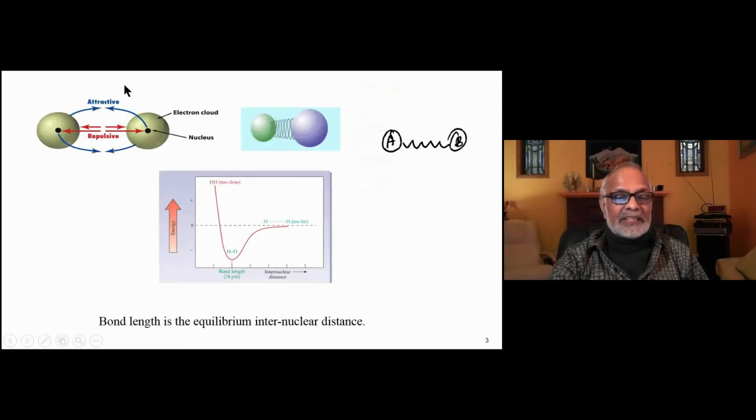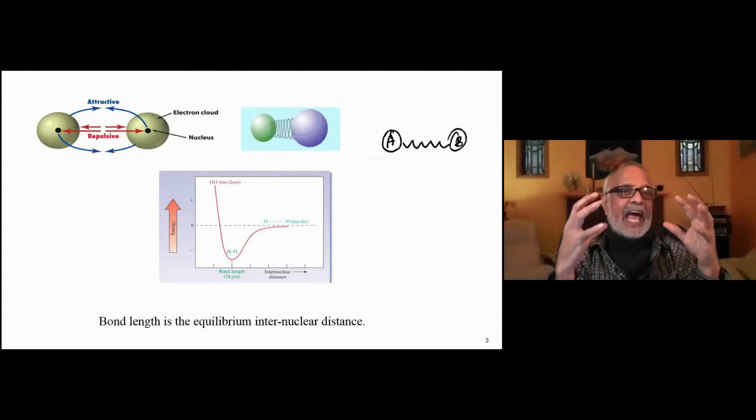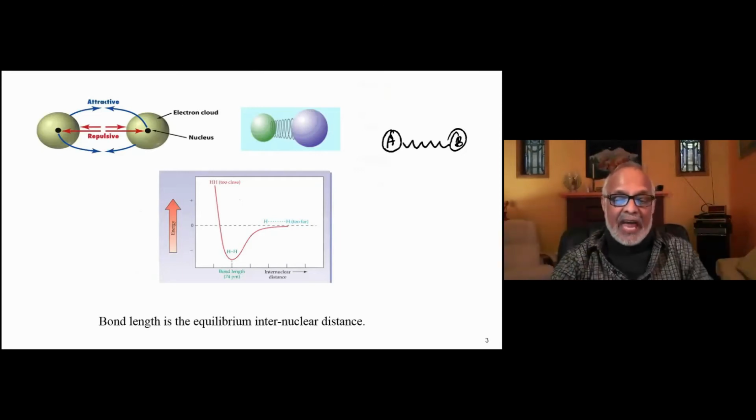So we can think of a bond like a slinky, like a spring, one atom on one side, one atom on the other side, and they're constantly moving. Okay, they're not just static. And the more energy you put in, the more they move. And as they move, this is the curve. This is the distance between the two nuclei, and this is the energy, and this is their resting place.